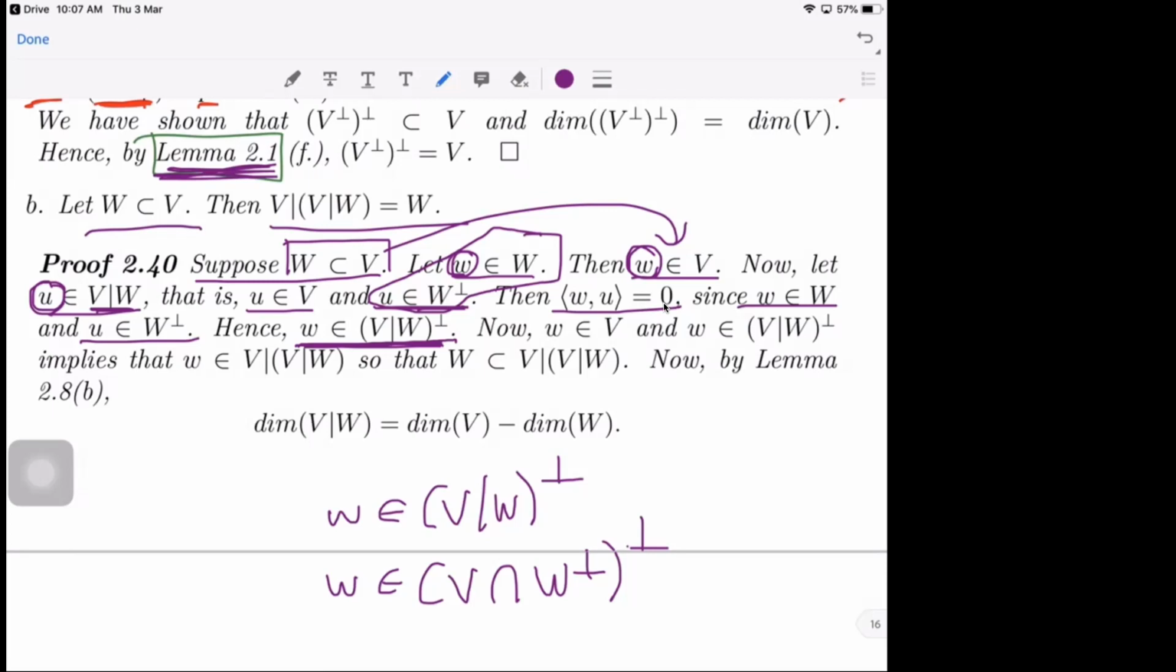So w is in V intersection V mod W perp. Meaning, w is in V mod W perp, which is what we want.